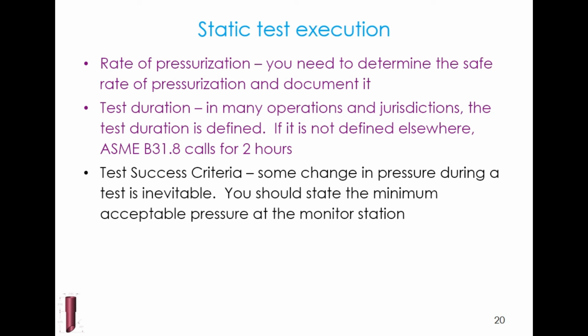My criteria is usually if the test finishes with a pressure above the maximum allowable working pressure, then it's a successful test. So if I've got a system with a 600-pound MAWP and a 900-pound test, I can lose 300 pounds to temperature and still pass the test.